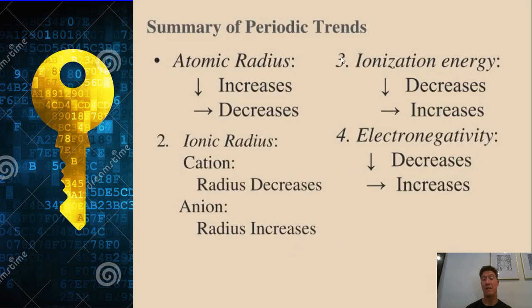Ionization energy is going to decrease as we go down because the atoms get further away from the nuclear charge, but it's going to increase as they experience greater nuclear pull, the effect of the greater nuclear magnet. And again, electronegativity, just like ionization energy, is going to decrease as we go down and increase as we get closer and closer to fluorine.